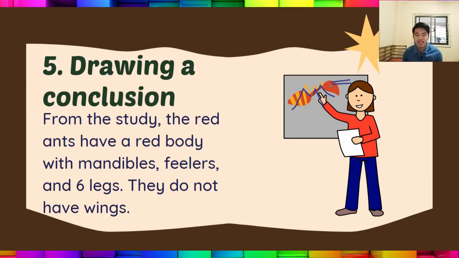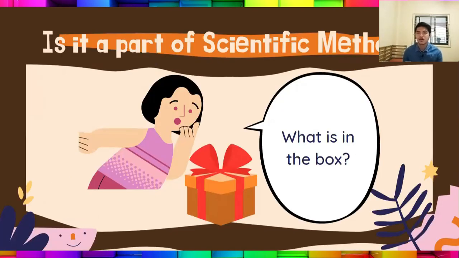conclusion about that subject. For example, from the study, we found out that the red ants have a red body with mandibles, feelers, and six legs. And we also found out that they do not have any wings. So now we are going to have an exercise.